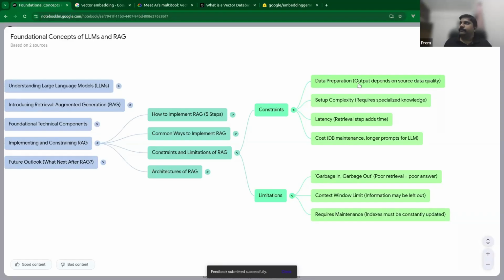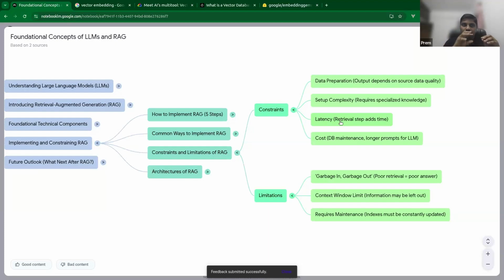And setup. As I said, if you are implementing on your own, it will need setup complexity. And the main thing, latency, right? The retrieval step adds time. There is a huge difference between asking a question directly to the LLM, which is going to be faster.